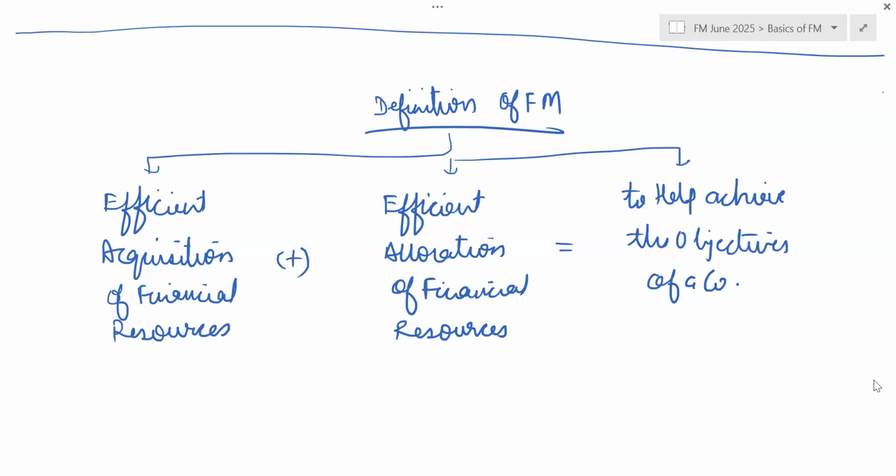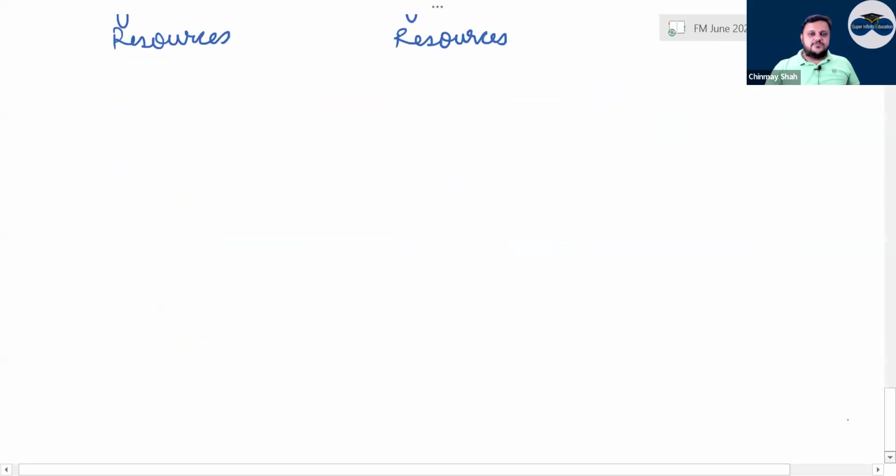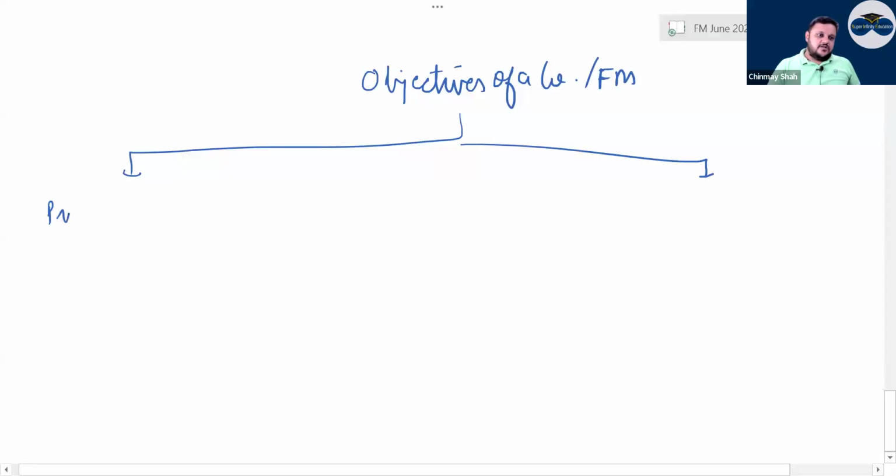When it comes to FM, now let's understand what the objective of a company, or objectives of FM, is. Fulfilling the objective helps achieve the objectives. So now let's go to the objectives. Write down the objectives of a company or FM, financial management. There are two types of objectives: one is primary objective and one is secondary objective.